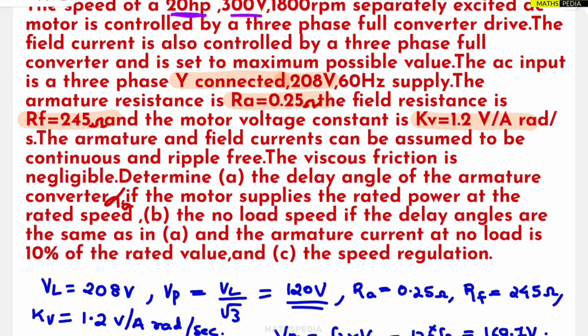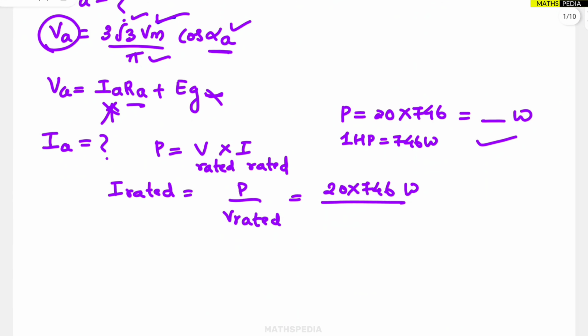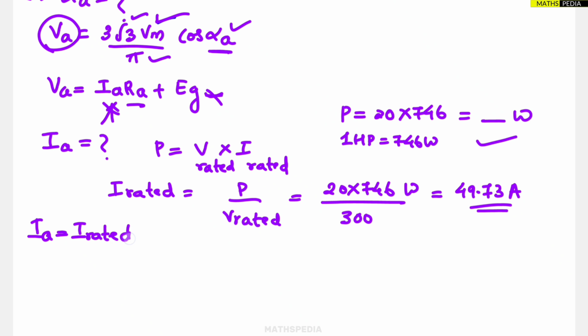V rated is given in the question, that is 300 volts, not 208. V rated values of the motor we are taking. So the rated value of the motor is 300 volts. When you multiply and divide, you will be getting the answer as 49.73 ampere. Now this is I rated. What about IA? Remember, IA is the same as I rated. So that is equal to 49.73 amperes. So IA part is done.